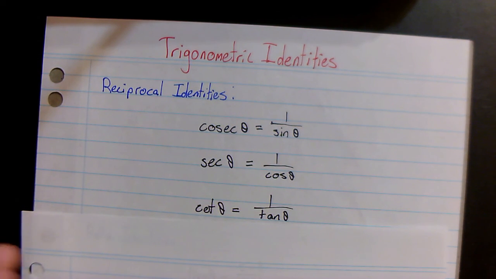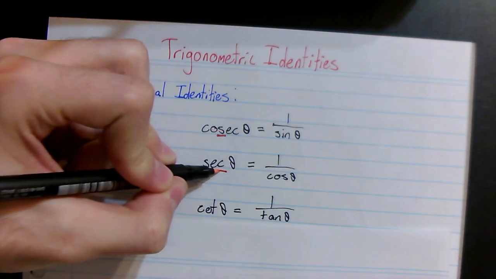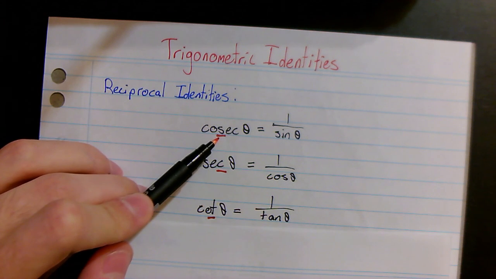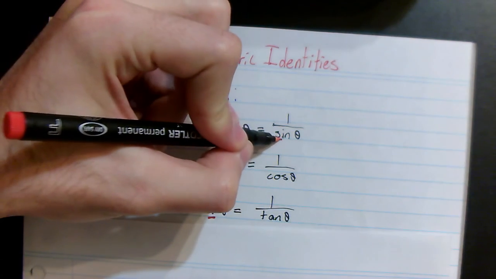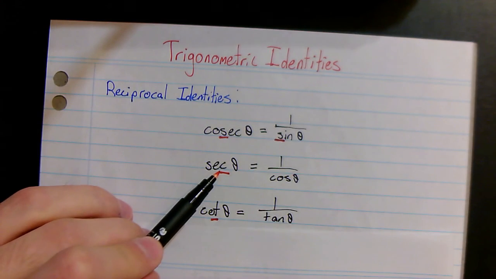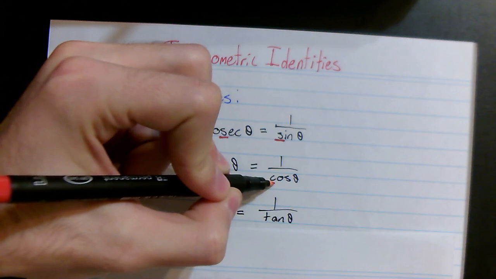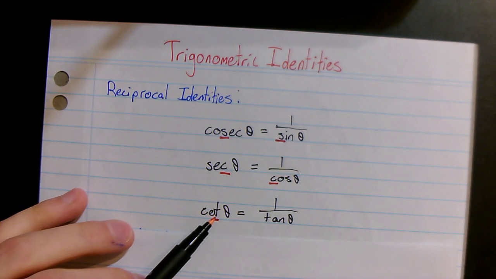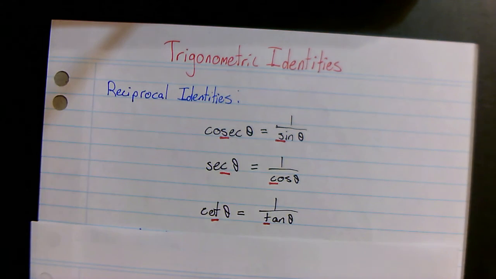Now, a nice easy way to remember this is to pay attention to the third letter of each of them. So as we can see, the third letter of cosec is S to represent the reciprocal function of sine. We have the third letter of sec theta is a C to represent the reciprocal function of cos. And finally, the third letter of cot theta is T to represent the reciprocal of tan theta. Okay, so these are nice and easy to remember.